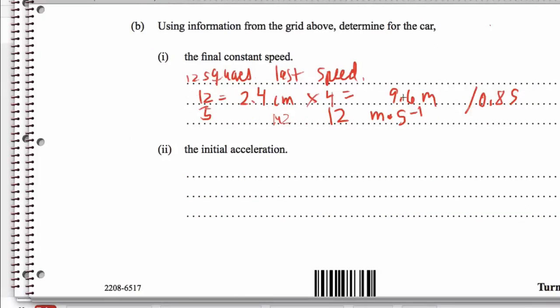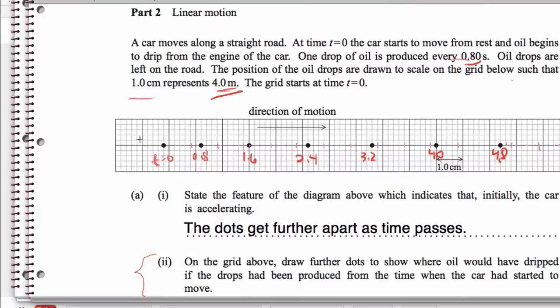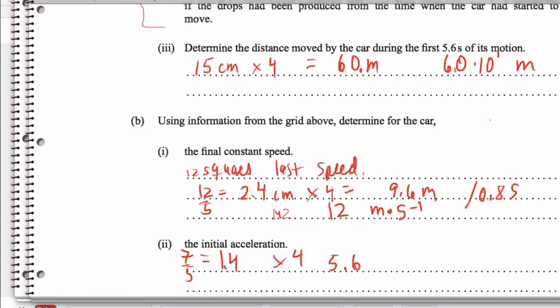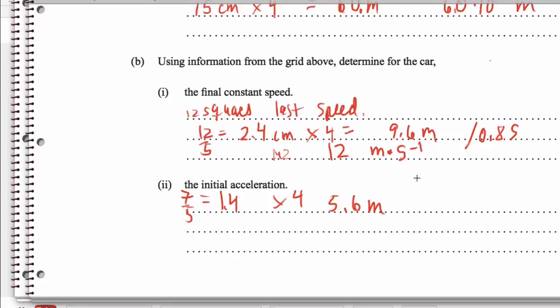Awesome. Now the initial acceleration, here's how I would do this. I'm going to use the formula. I'm going to count off here. 1, 2, 3, 4, 5, 6, 7 squares. So how many centimeters is that? 7 divided by 5 is 1.4 centimeters times 4 gives me 5.6 meters. That's the distance that I cover.